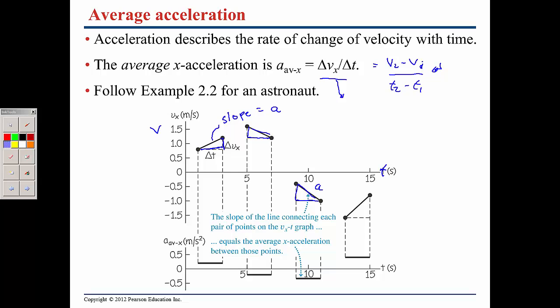The slope gives us our acceleration, and you can see that the slope is positive here, and looking down here at our acceleration versus time graph, we have a positive acceleration corresponding to that positive slope. The slope is negative here, and so we have a negative acceleration. Again, negative acceleration, and now positive slope, positive acceleration.